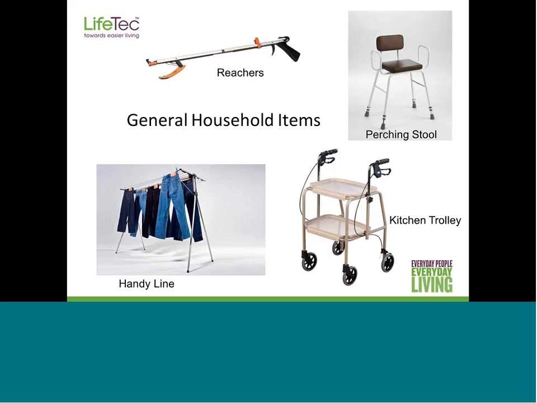Mrs. Peg's handy lines. So these are folding lightweight clotheslines for indoor and outdoor use and provide 6 meters of drying space. They are useful for people with decreased strength and difficulty reaching or lifting above their shoulder height. The height can be customized for individual needs, so for wheelchair users, and there are 2 sizes available. And then we have our kitchen trolley.